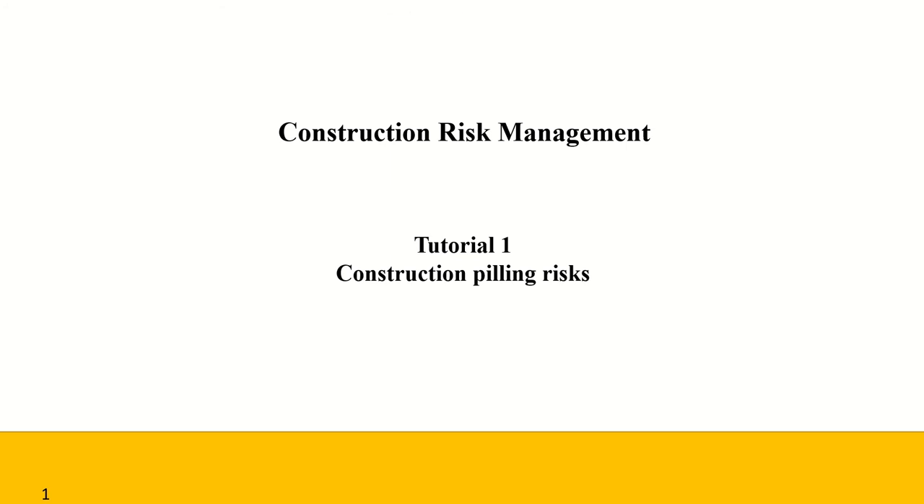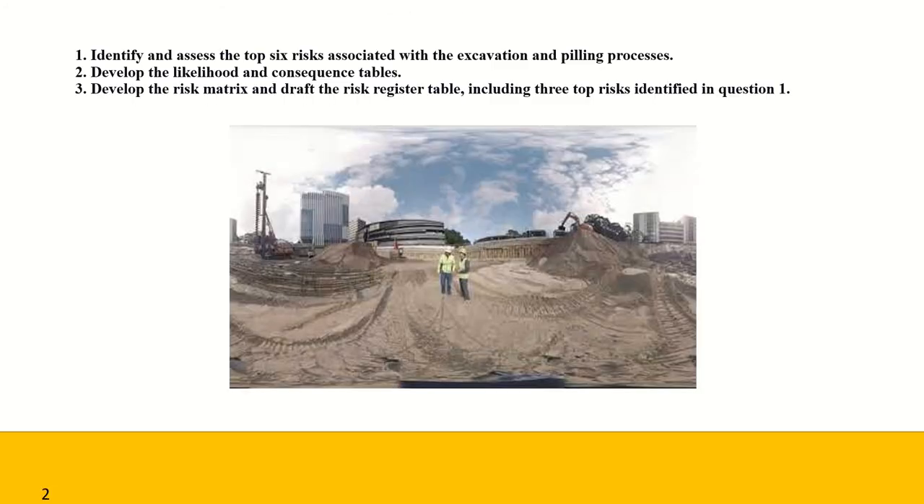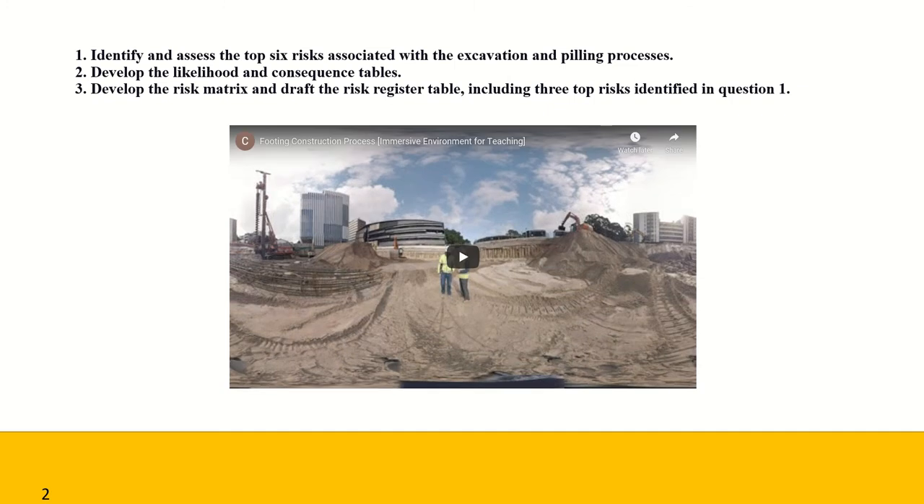In this tutorial, we will be going through identification and assessing the top 6 risks associated with the excavation and piling project. Then, we develop the likelihood and consequence tables. Finally, we prepare a risk matrix and the risk register table, including 3 top risks identified in the previous section.